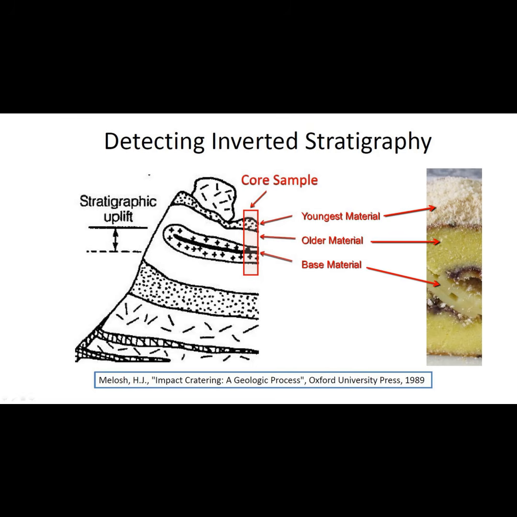Impact cratering displaces material laterally by horizontal compressive forces and ejects debris ballistically to produce stratigraphically uplifted rims around the cavity. If we obtain a core sample from the rim of an impact crater, we would see the youngest material in the top layer, followed by older material excavated by the projectile from a deeper layer, and going deeper we will find the base material that was the surface of the terrain at the time of the impact.